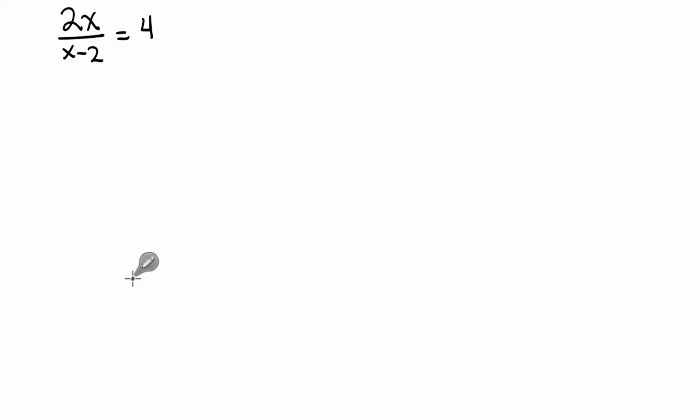Now, this equation has one side which looks like a fraction and the other side which does not look like a fraction. In order to keep things on the same footing, let's take the right-hand side and make it into a fraction. Now the left-hand side has denominator x minus 2, the right-hand side has denominator 1. The least common denominator of those two denominators is x minus 2. Let's take each side of this equation and multiply it by x minus 2.